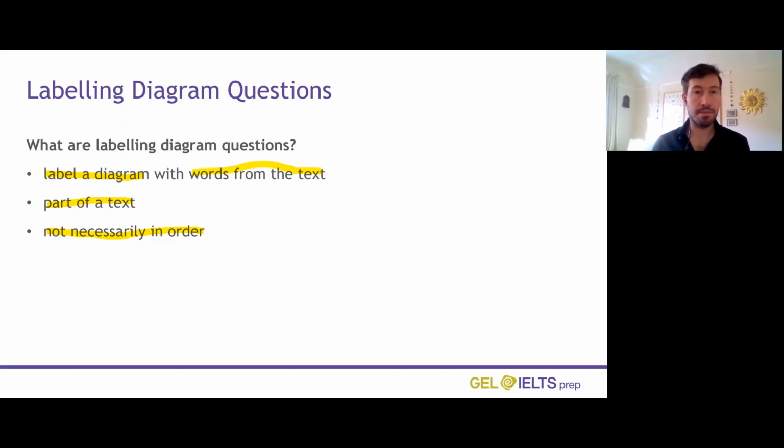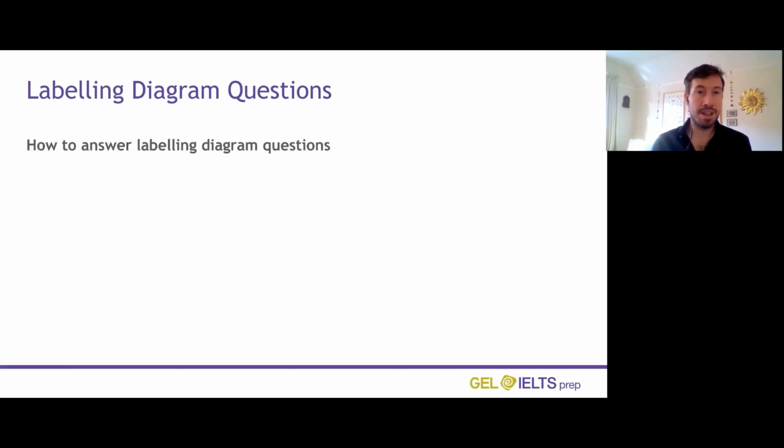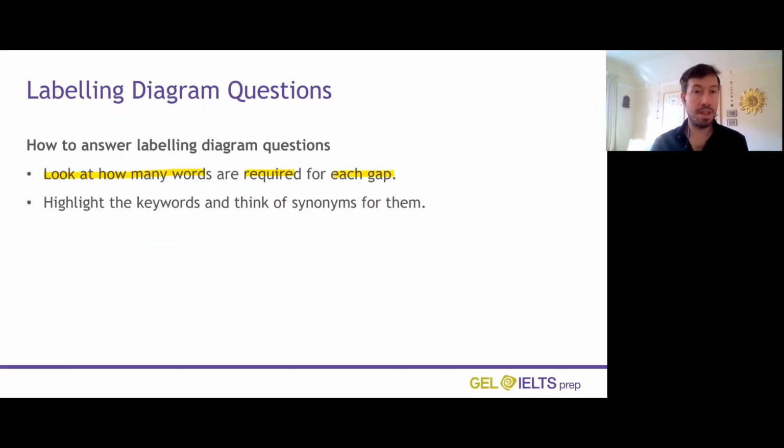So how do we answer them? Well, first you have to look at how many words are required for each gap. It will give you an amount. Then again, we have to highlight the keywords and think of synonyms. You can see that this process, again, is the same for short answer questions, matching features questions, and labeling diagram questions. You always want to highlight keywords and think of synonyms. It's really, really important.